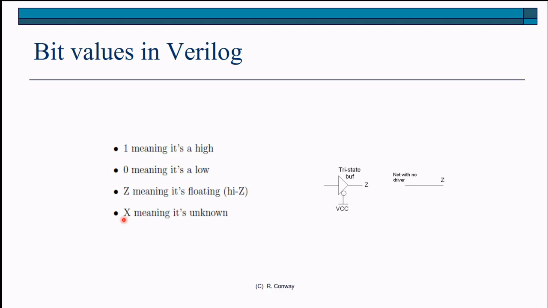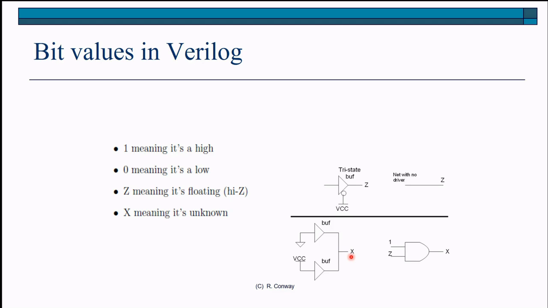X is an unknown logic value. It occurs in instances where the result of an expression or the output of a gate cannot be determined. For example, if two different logic bit values are used to drive a value on a wire. This is shown in this example here, where we have a buffer with an input 0, so the output will be 0. We have another buffer here with the input high, so the output will be high. So you've got a high and a low connected together, and the result of that is to produce an unknown value indicated by X.